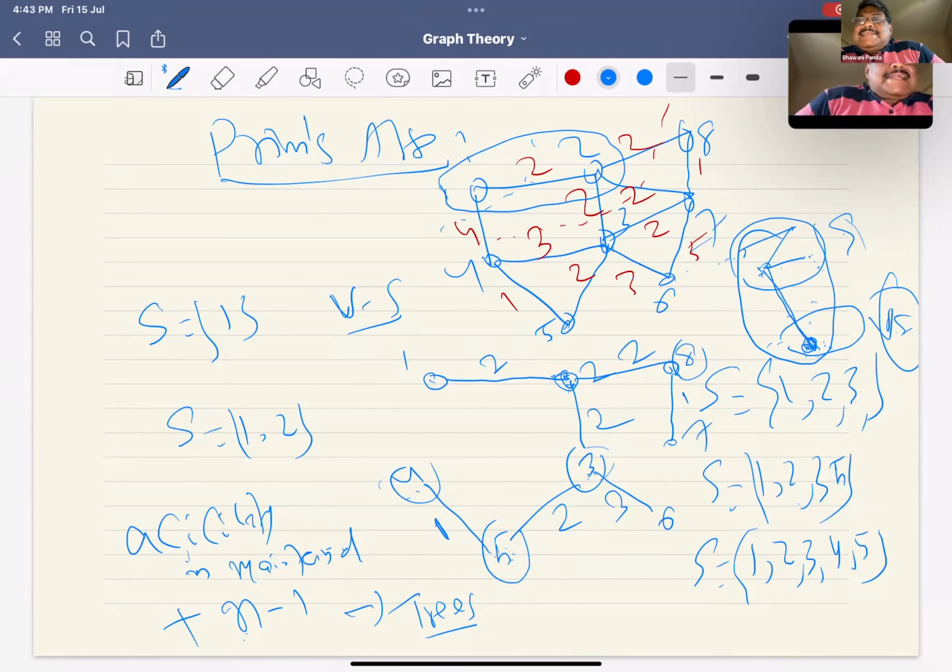But what is the guarantee that it will be a minimum spanning tree? Why will the weight be minimum? And why have you written this n minus 1? The number of vertices will be n, because I am starting with S as 1 vertex, and when S is equal to V, I stop. So each time I keep on adding one vertex.